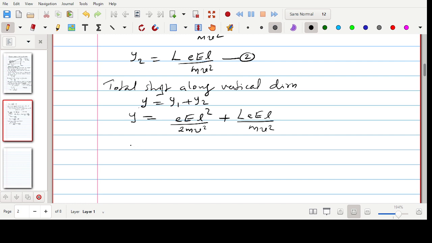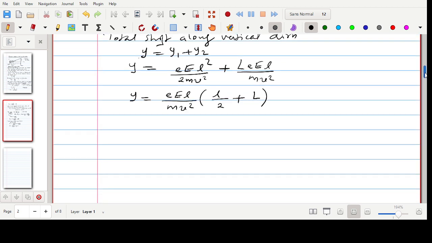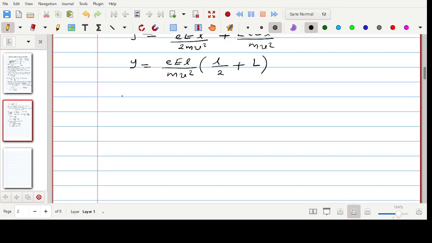So this will be y equal to eEL by mV square. When I take eEL by mV square common, here we will be having L by 2 plus L. So our expression for vertical shift in electric field is y equal to eEL by mV square into (L plus L by 2).